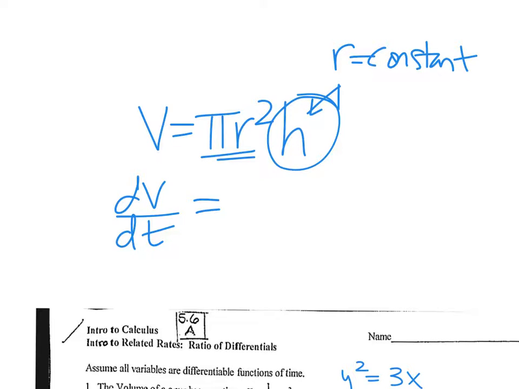When I take the derivative of h, you bring the 1 down, pi r squared. h is gone, right? 1 minus 1 is 0. And then times dh dt, because it's the derivative.